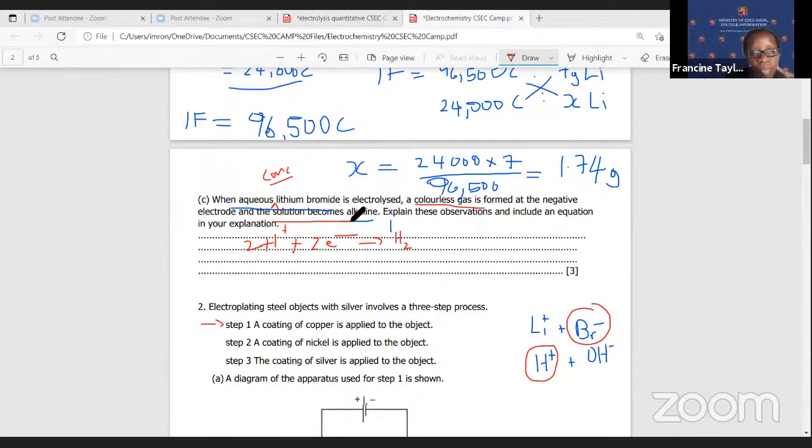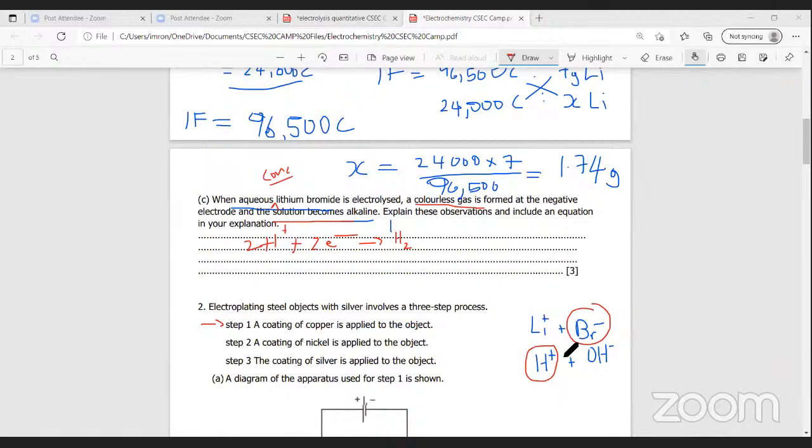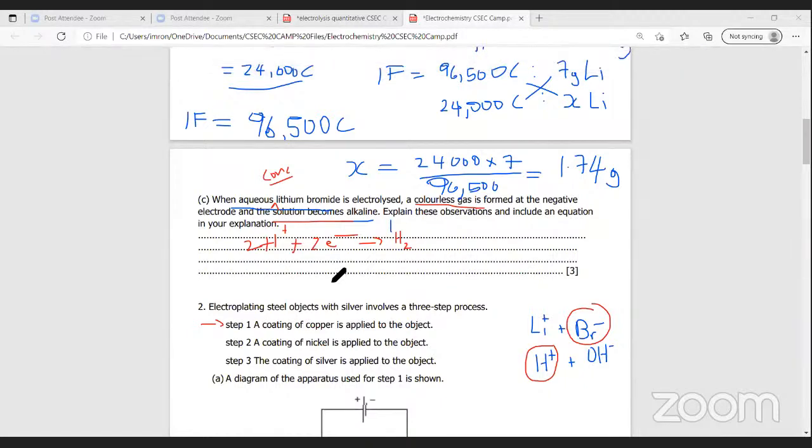But the fact that they tell you that the solution becomes alkaline is that they're telling you that the hydroxide remains in the solution. That means the bromide is being discharged. So what we're saying is that this electrolyte must have been concentrated. Okay, sir, thank you.